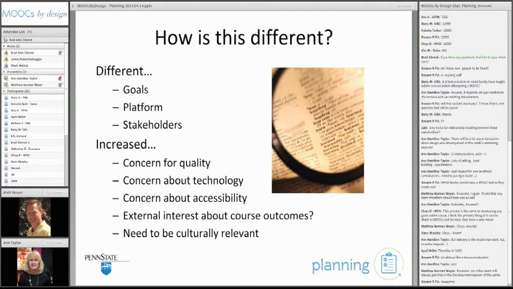Matt, Roxanne is wondering how many faculty in general at Penn State, not just with the MOOCs, what's our uptake on the one-button studios?